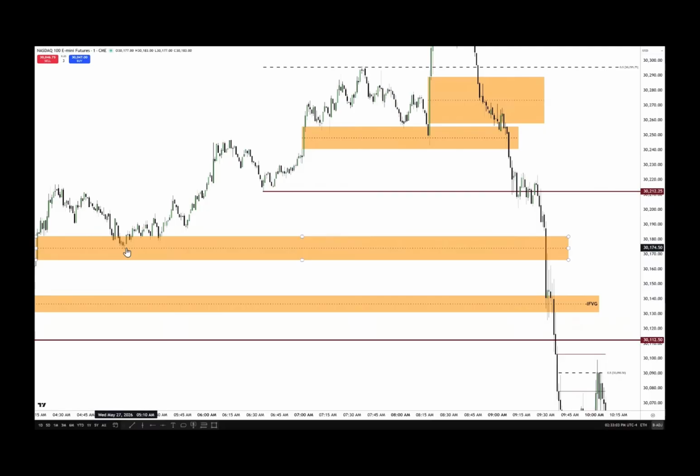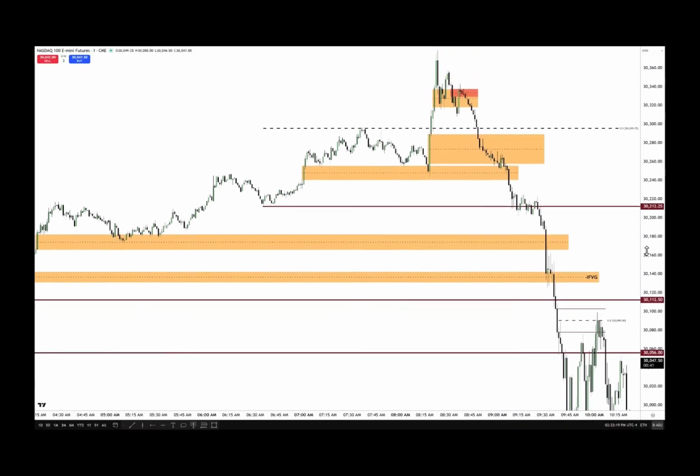Okay. So when we look at how we leave this area and we quickly drop down into this level, how we got there so quickly, that indicates to me that I do want to be short and I do want to be looking for lower targets. But here's where I did it wrong.